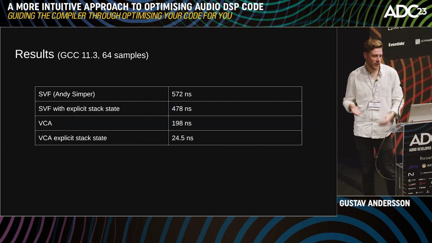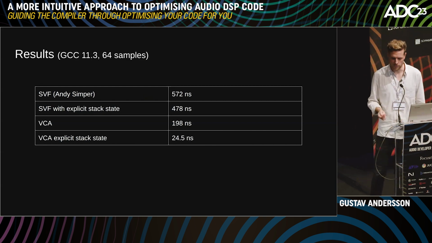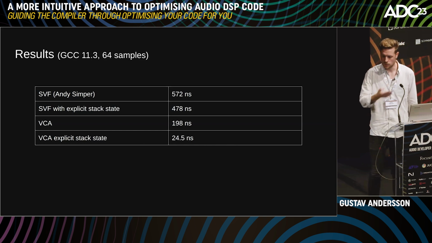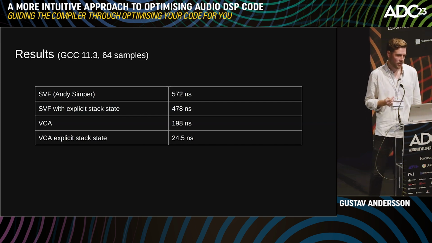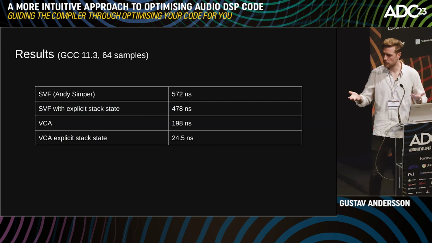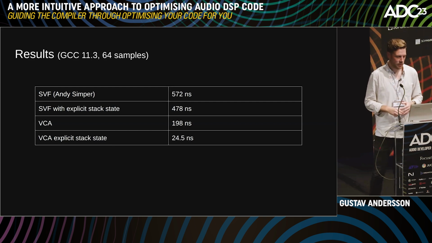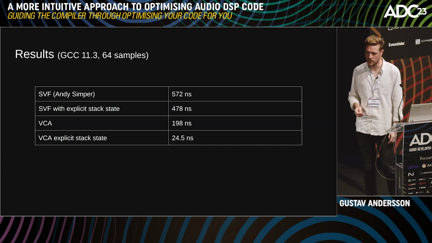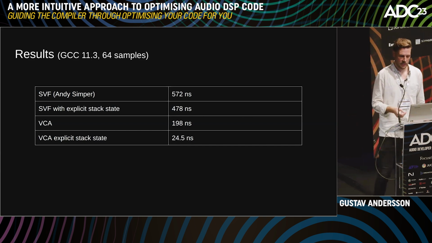I don't show you the full code because it's just too much, but I did this with a state variable filter implementation, and I did this with the VCA that we saw. And with the filter, we get maybe 20% improvement. But with the VCA, it was, wow, a lot. It went from about 200 nanoseconds down to 24. It's like, so what happened?